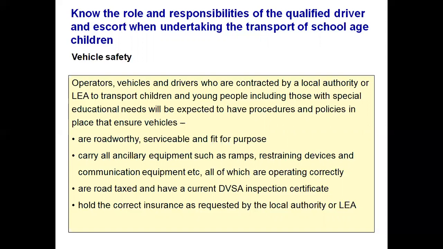You must carry all ancillary equipment that you may need, especially if you have a disabled child in a wheelchair, such as ramps and restraining devices. You will need communication equipment so you can be contacted at all times, all of which need to be operating correctly and therefore safely. Vehicles are obviously road taxed and have a current DVSA inspection certificate, and you need to hold the correct insurance as requested by your local authority or LEA. They will want to look at your insurance certificate to see what cover you have. You may have to upgrade the cover.